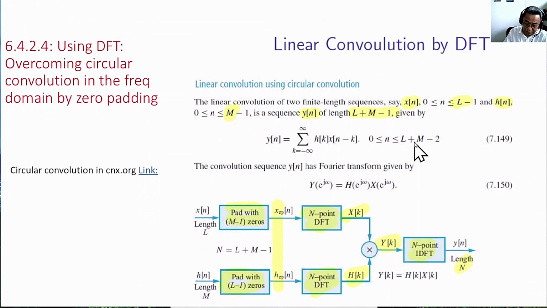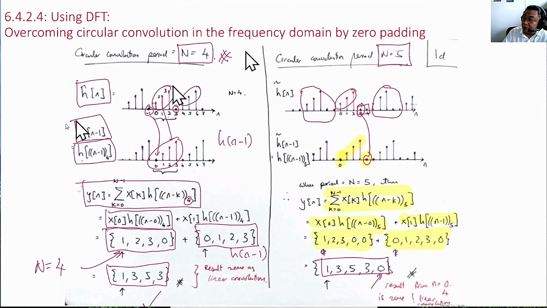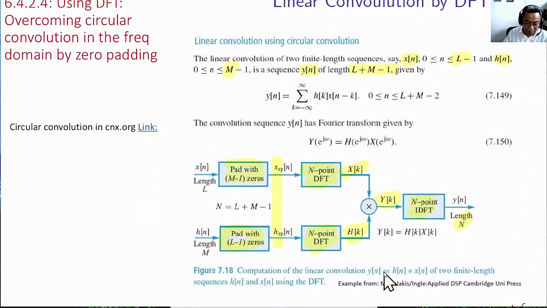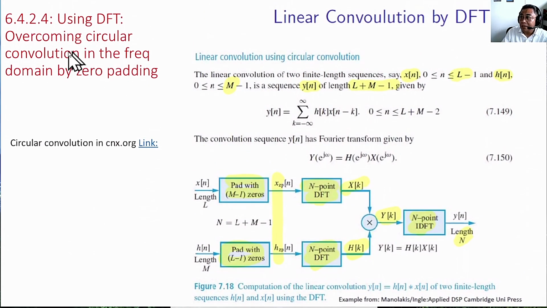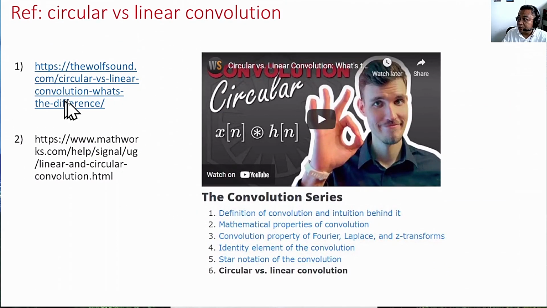And in fact, this is exactly what we have done for this example, right? So the original length of the input is 2. 2 plus 3 is 5. 5 minus 1 is 4. So that's why N equals 4 is sufficient. When we use longer, it's not necessary because we are getting zeros at the end of y. So with that, we have shown you how to overcome circular convolution in the frequency domain by zero padding. With that, you can go look at many of the available resources online to help you understand circular convolution. Thank you.